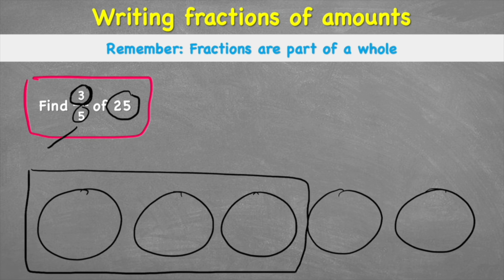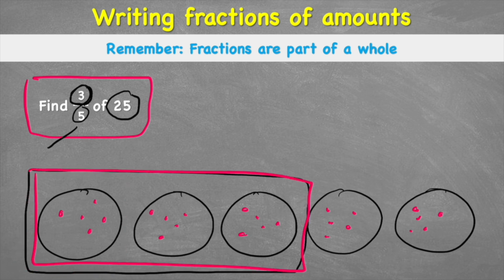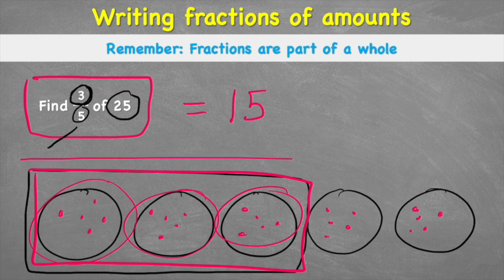Now I'm just going to share my 25 out. 1, 2, 3, 4, 5, 6, 7, 8, 9, 10, 11, 12, 13, 14, 15, 16, 17, 18, 19, 20, 21, 22, 23, 24, 25. But remember, I don't just want to count how many is in 1 circle. I'm looking for these 3 circles, and I have 5, 10, 15. So my answer to 3/5 of 25 equals 15. And I got there by drawing out my marbles and my sharing circles.